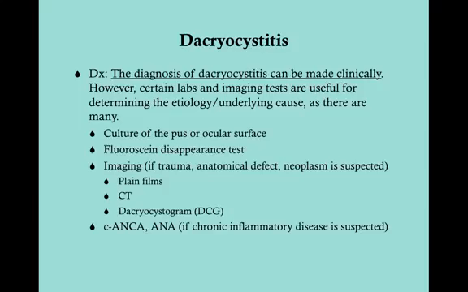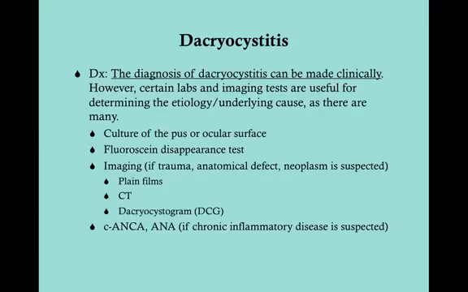There's also something called the fluorescein disappearance test. In this case, what you're doing is you're just putting some dye along the medial canthus, and you're looking for it to drain. And if it drains, that's a normal test, because the lacrimal ducts are supposed to drain whatever is in that area. But if they don't drain, then it's clear that there's some kind of obstruction. And so this test can be done to confirm or support your diagnosis. Imaging should be done especially if trauma, an anatomical defect, or a neoplasm is suspected.